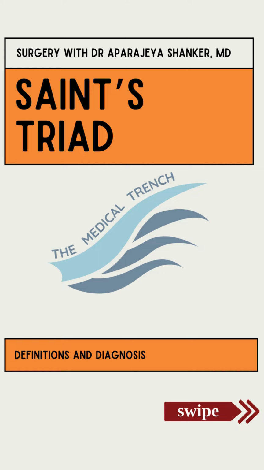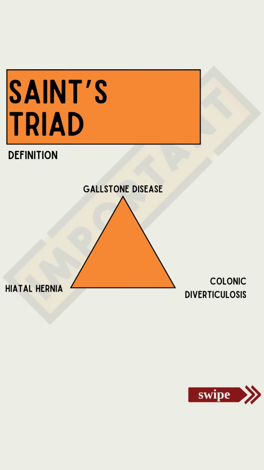Aprajya Shankar. Today, we are going to discuss the Saints Triad. What is the Saints Triad? The Saints Triad is a collection of three different diseases that occur simultaneously in a single patient. So, for example, these patients will have gallstone disease, hiatal hernias, and colonic diverticulosis at the same time.